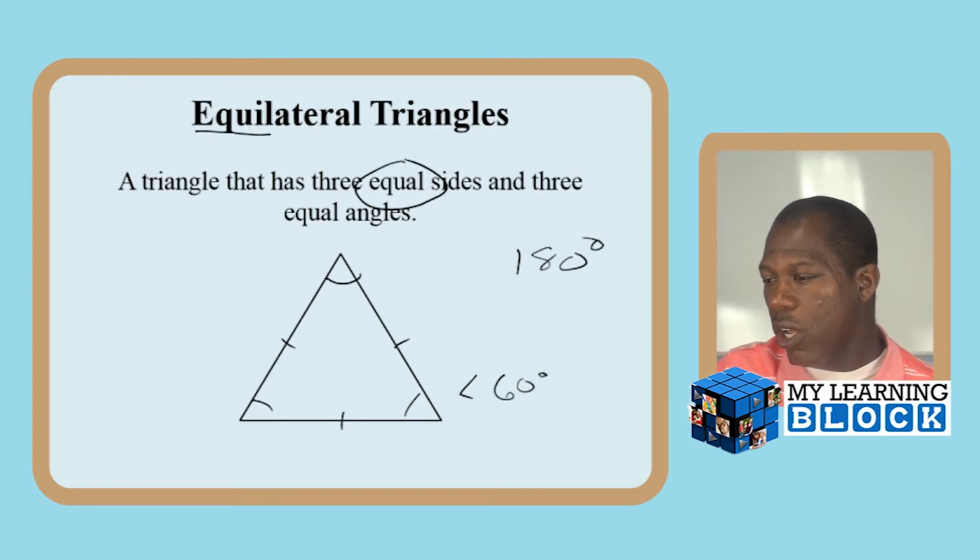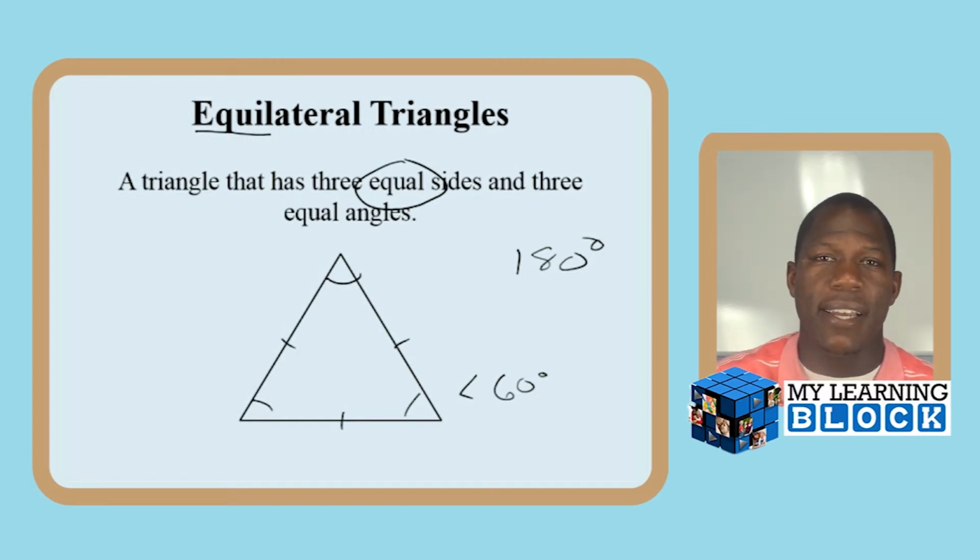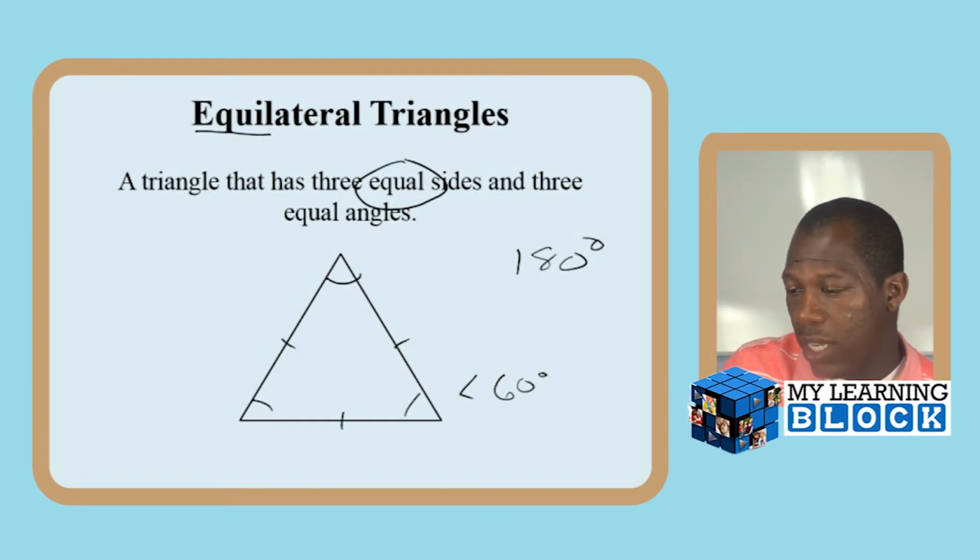All right, so equilateral triangles, pretty simple. If the triangles have the same exact size, the sides are the same, then the triangle is technically equilateral.